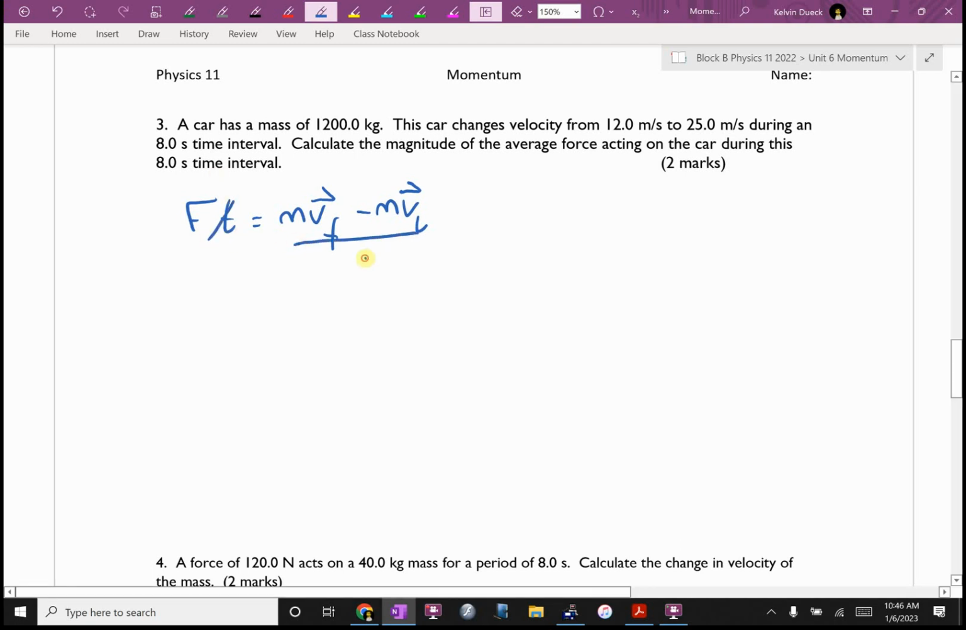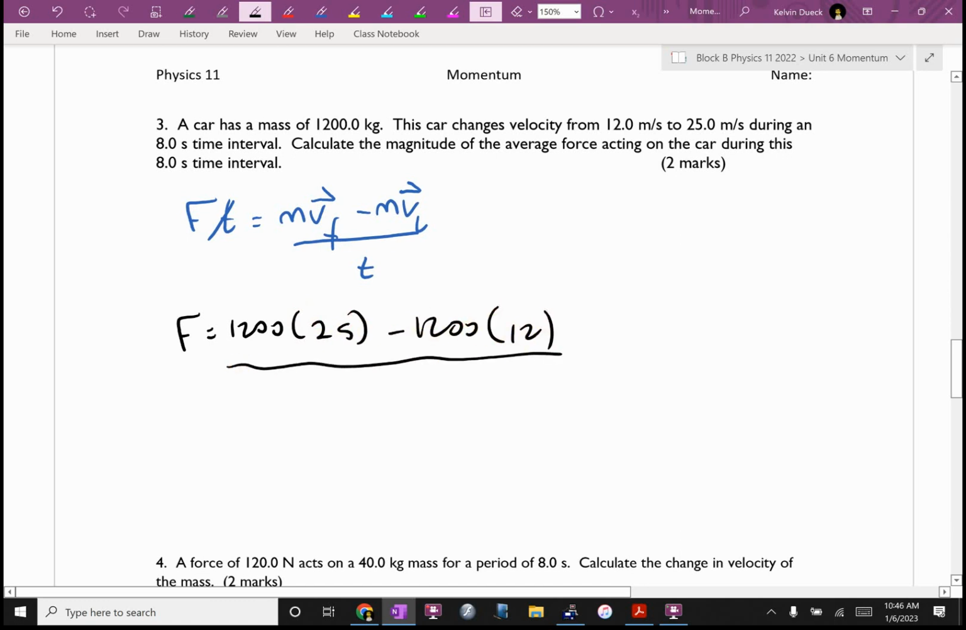So this is a nice equation because it contains so much stuff. I did a quick check. I don't see any changes in direction. I don't need to let one way be positive and one way be negative. If I saw words like backwards and forwards, I'd be way more paranoid. It's going to be 1200 v final minus 1200 v initial divided by 8.